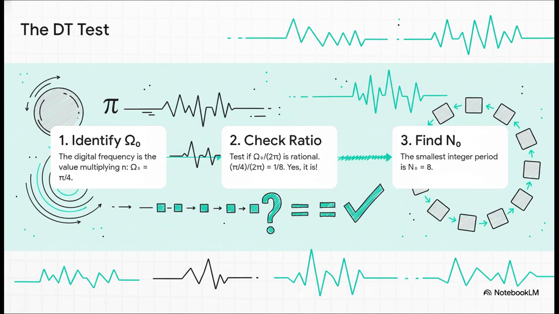Now to find the period, N0, we can actually see it right there in that rational number, 1 over 8. The fundamental period is 8. This means that this sequence of samples will perfectly repeat itself every 8 samples.